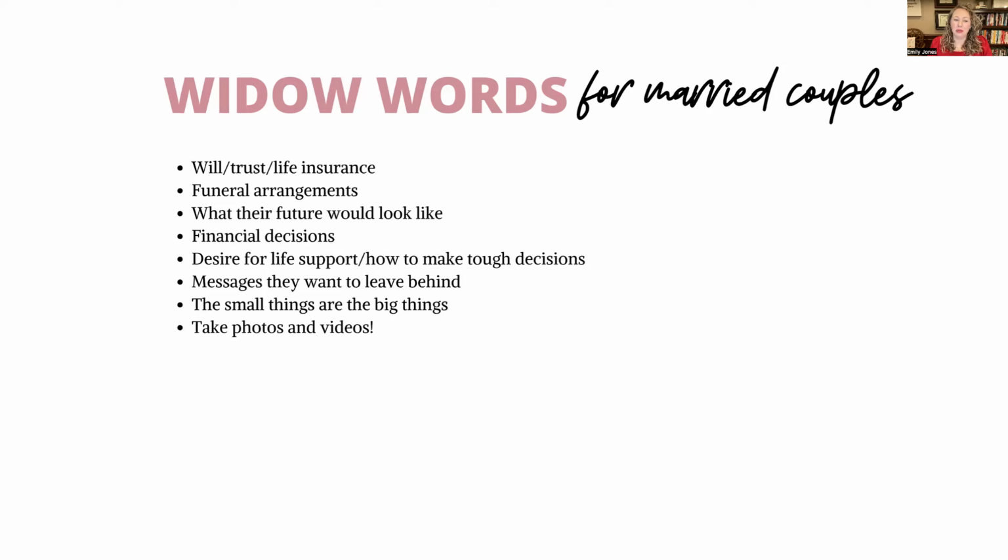So if you are here because you help widows, or you're part of an organization that does support widows and wants to support married people, then these are some great things that you should be encouraging them to talk about now, so that they won't regret them later when they're in a situation of being widowed. So things like having a will, a trust, having life insurance, discussing funeral arrangements, what the future will look like, what financial decisions they're going to make, what decision they want to make for life support, how long they want to be left on life support, if they want to be resuscitated. What are some messages that they could leave behind for their loved ones?